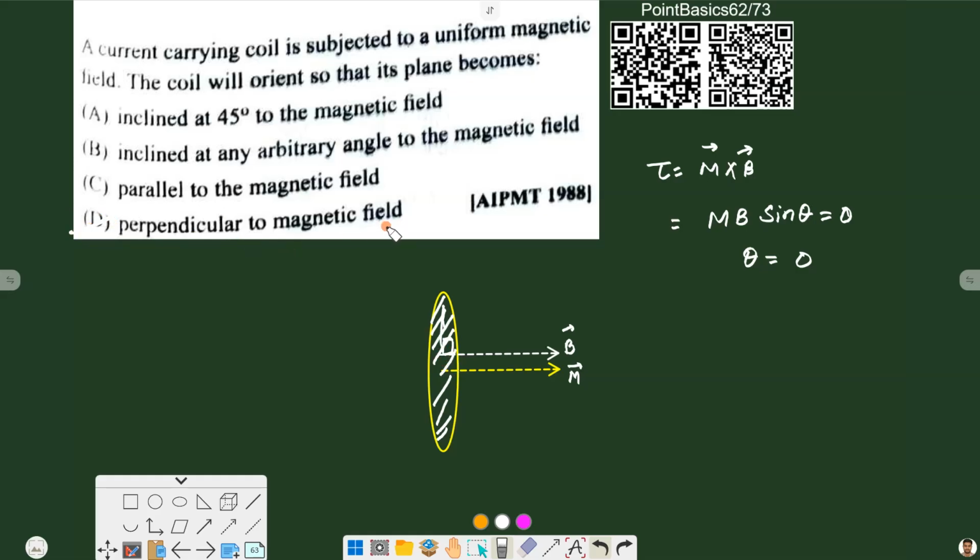Here we are explaining regarding the plane of the coil. Here it is asked about the plane, not about the magnetic dipole moment. Magnetic dipole moment is parallel to the magnetic field and the plane is perpendicular to the magnetic field. So moving to the next one.